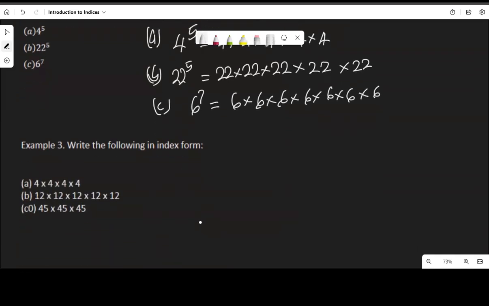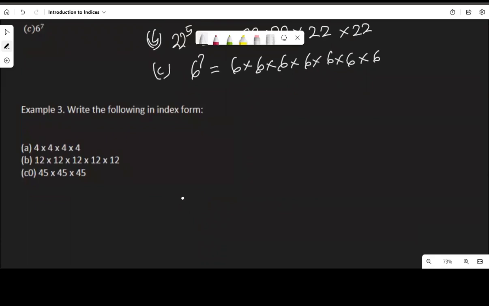And lastly, in this example 3, write the following in index form: 4 times 4 times 4 times 4 in 4 places. Let me just put the answer there. That is 4 to the power of 4. 1, 2, 3, 4. Then 12 times 12 times 12 times 12 times 12 in 5 places is 12 to the power of 5. And lastly, 45 times 45 times 45 is 45 to the power of 3. Okay, that is it for question 3.